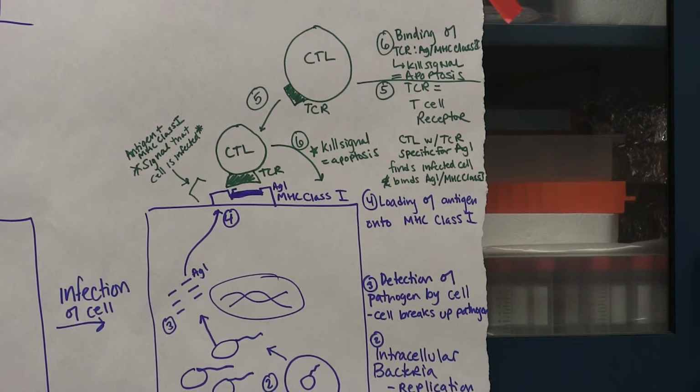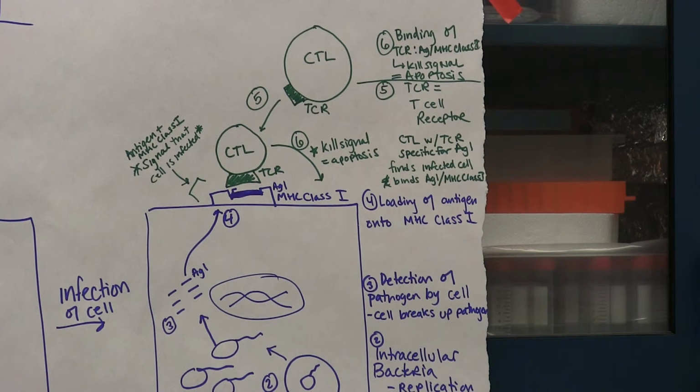So in step number 5, our specific killer T cell and its specific T cell receptor, or TCR, it finds its very specific antigen plus MHC Class I combination. So remember, that T cell receptor is very specific for our antigen. So I've labeled it antigen number 1 in this scenario. So step number 5, we have the killer T cell binding to the antigen 1 plus MHC Class I combination.